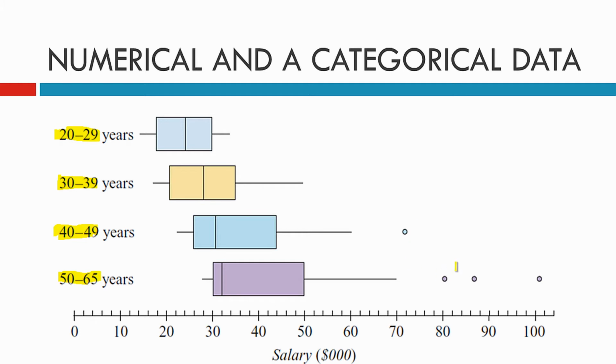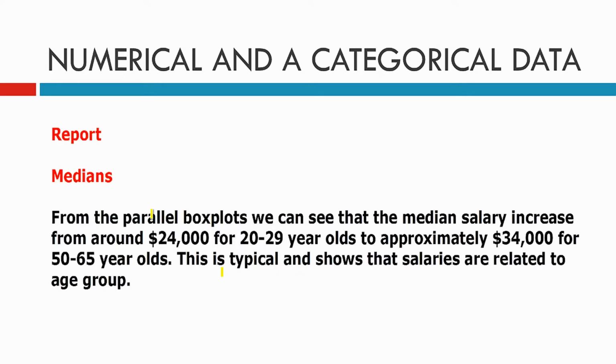Okay, but let's compare the medians. Now remember, the medians are the ones in the middle of each. So if we look at those medians, we can say from the parallel box plots that the median salary increases from about 24,000 for the 20 to 29 year olds to approximately 34,000 for the 50 to 65 year olds. This is typical and shows that salaries are related to age group, because when you start off, you do start off on a lower salary, and over the years it increases.